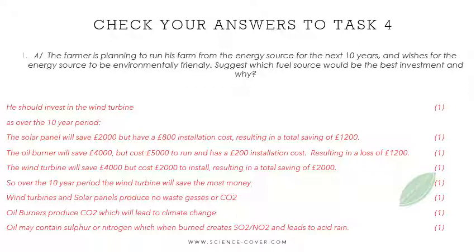Wind turbines and solar panels produce no waste gases, and he wants this to be environmentally friendly. Oil burners produce CO2, which might lead to climate change, and the oil may contain sulfur and nitrogen when burned, which could lead to acid rain.